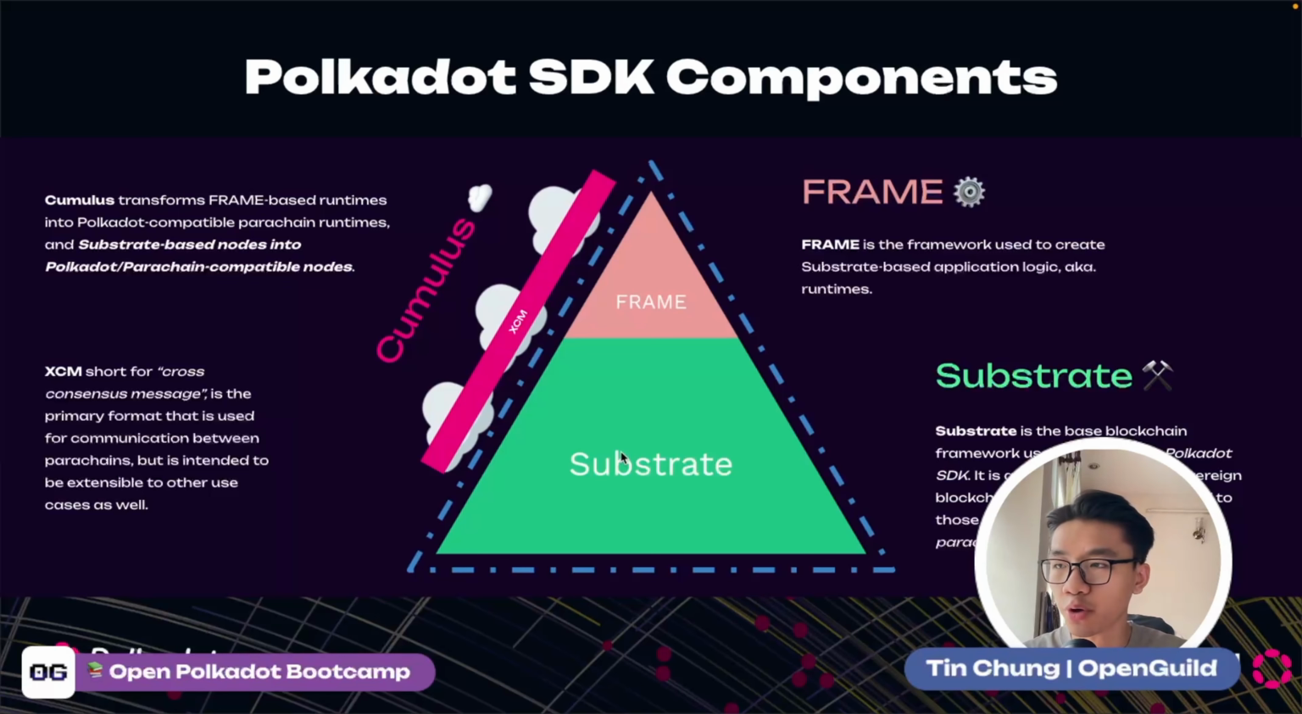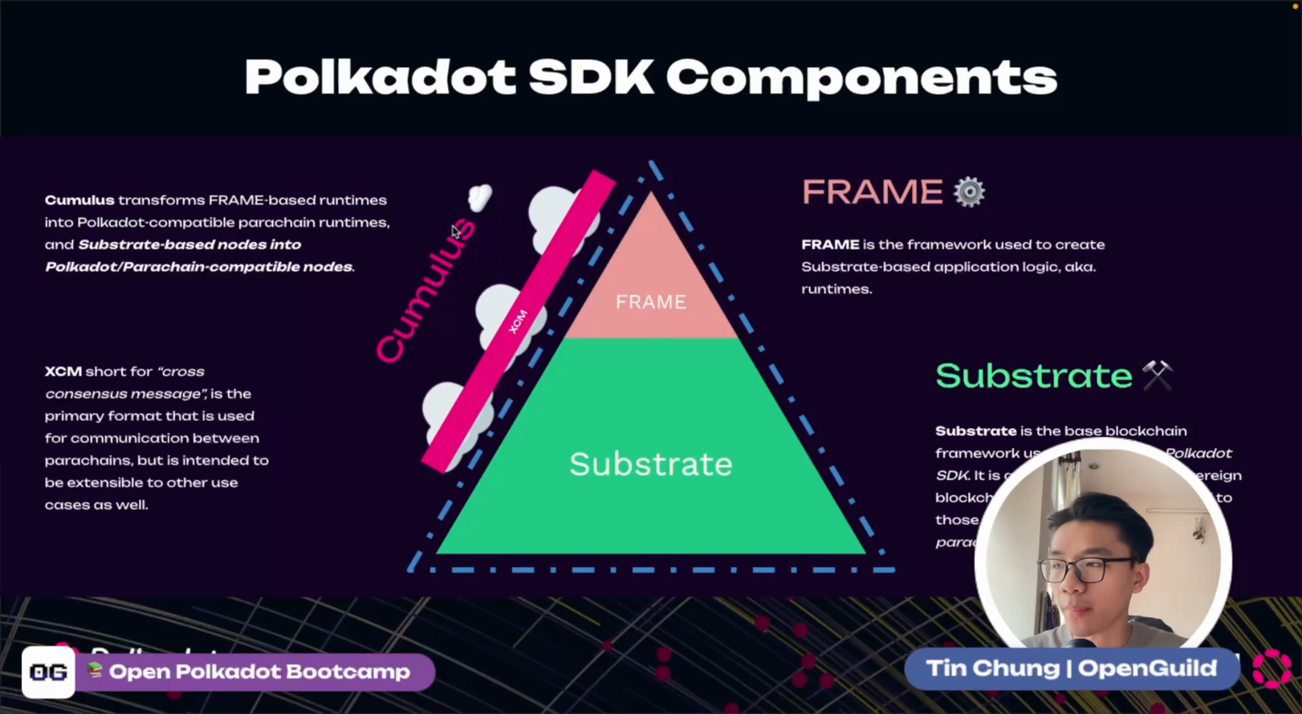However, to connect to Polkadot, you need more than that. The first one will be Cumulus. So Cumulus is what we're gonna learn today. Cumulus transforms the FRAME-based runtime into the Polkadot-compatible parachain runtime and the Substrate-based node into the Polkadot parachain-compatible node. We can also call Cumulus a parachain SDK, a software development kit to build a sovereign blockchain into a parachain. Then we have XCM, short for cross-consensus message.